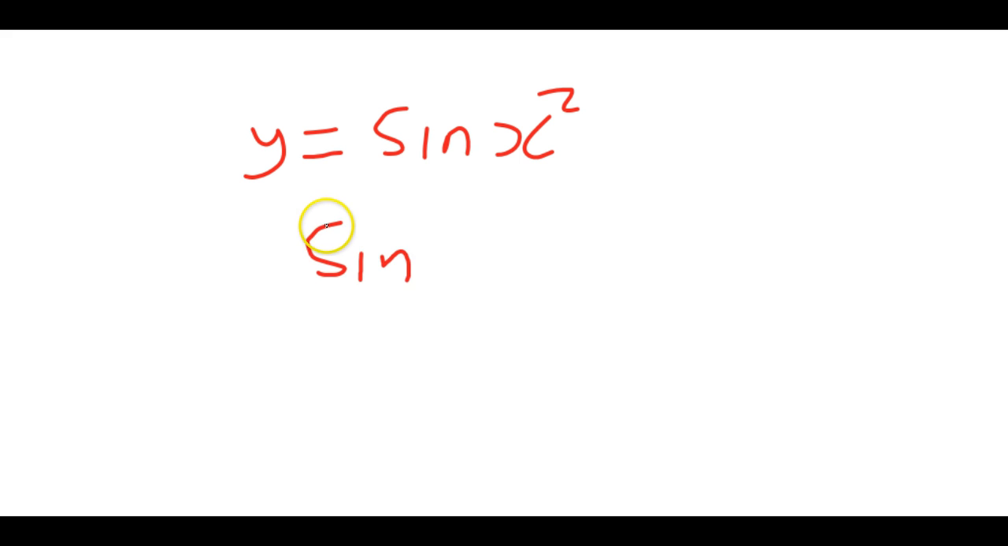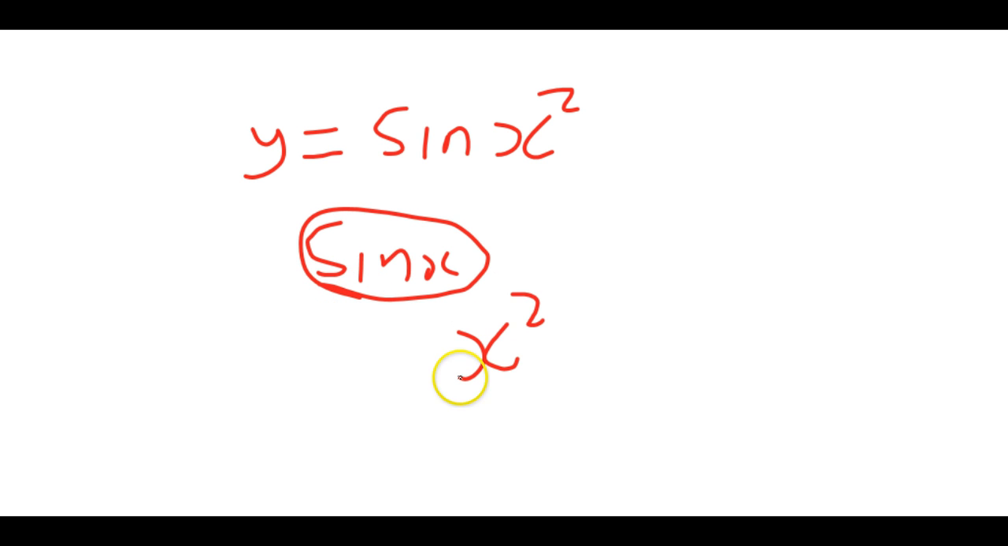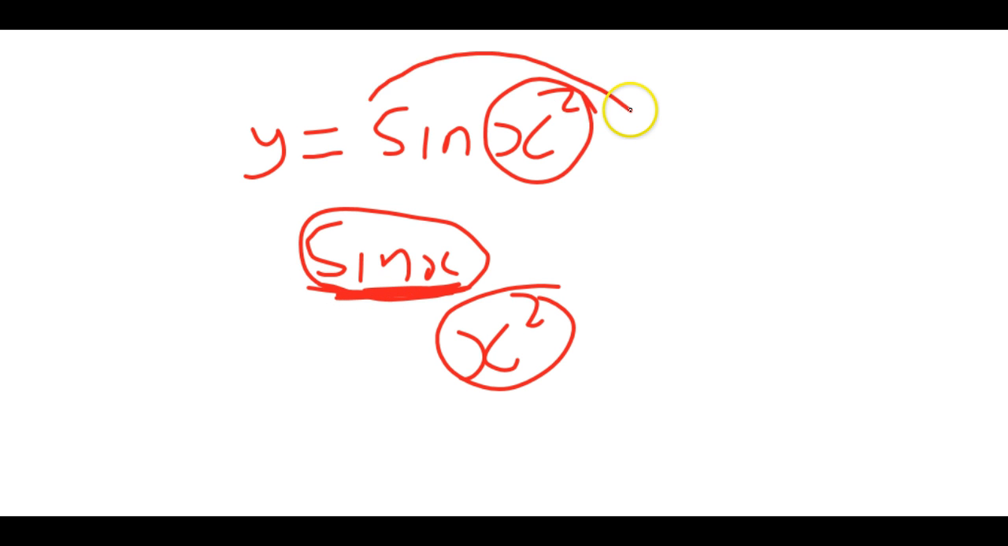If I have a function, let's say y equals sine x squared. Now here we see that we can think of sine as a function, and we can also think of x squared as a function. And so x squared is a function, and then the whole of this is also another function. And so we see this is a function of a function.